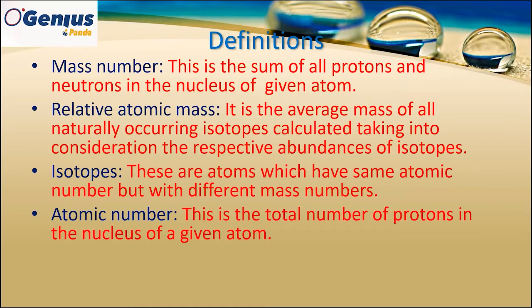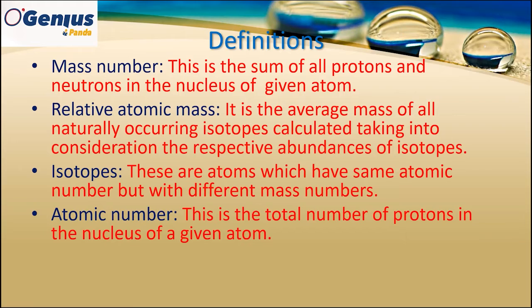Let's have a look at some key words. Mass number. What is mass number? Mass number is the sum of all protons and neutrons in the nucleus of a given atom. All protons and neutrons, when summed up, we get the mass number. There is also relative atomic mass, which is the average mass of all naturally occurring isotopes, calculated taking into consideration the respective abundances of each isotope.